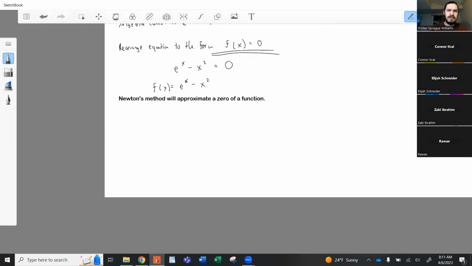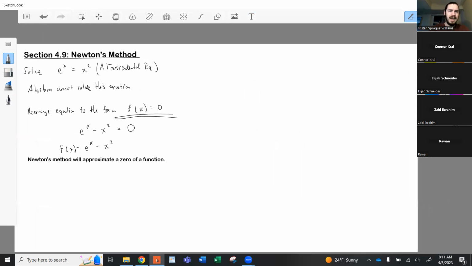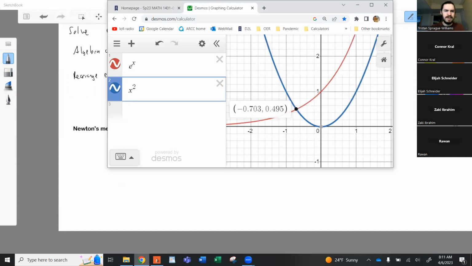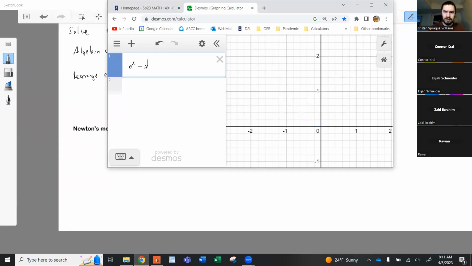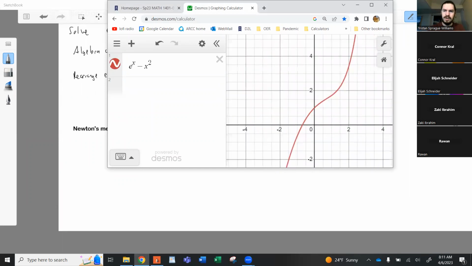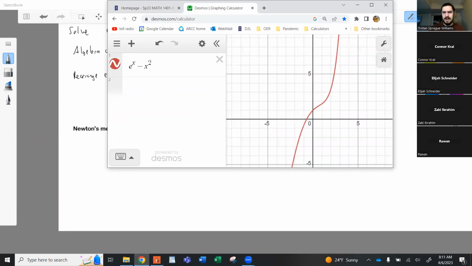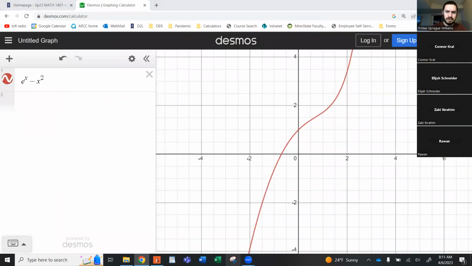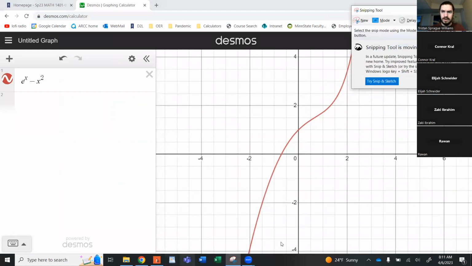Let's step back and talk about it in general. Actually, let's go ahead and do it. Let's get rid of that and do a minus x squared here. There we go. It looks something like that. Okay, so sure, we can draw that. In fact, actually, instead of drawing it, I'll just snap it and put it in the notes.